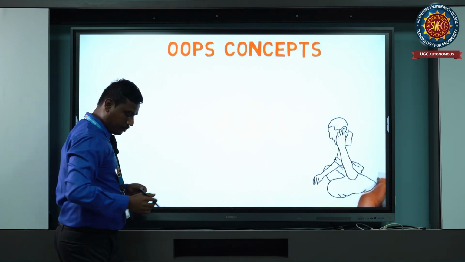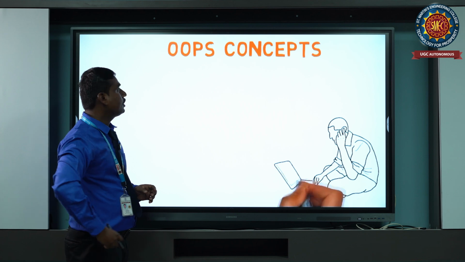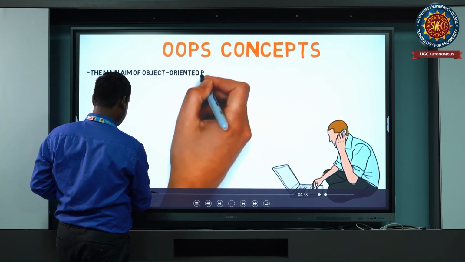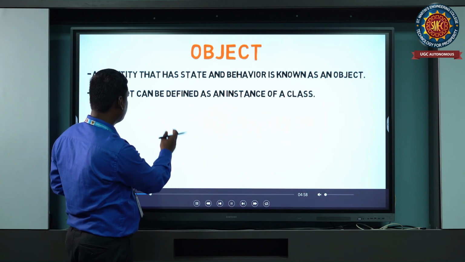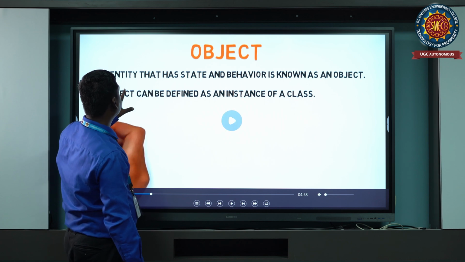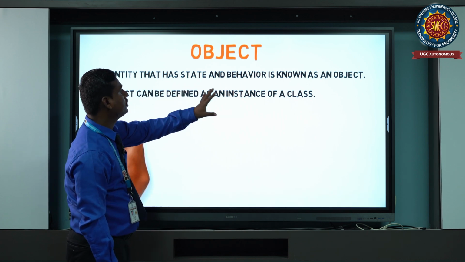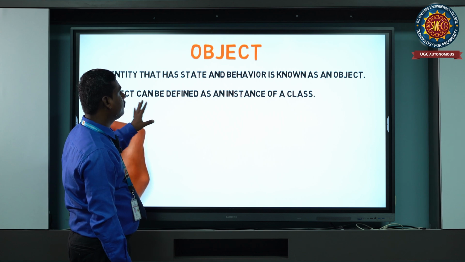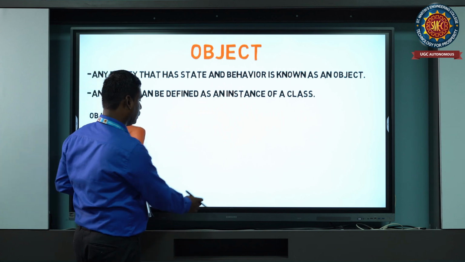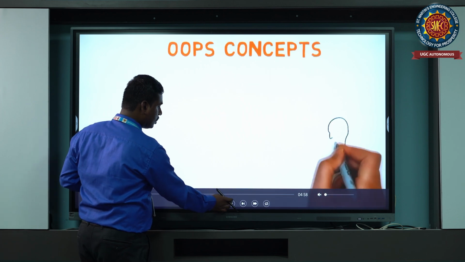In this OOPS concept, you can easily understand what the OOPS concept is. It represents the object. What is an object? Any entity that has state and behavior is known as an object. An object can be defined as an instance of a class. That is called an object.